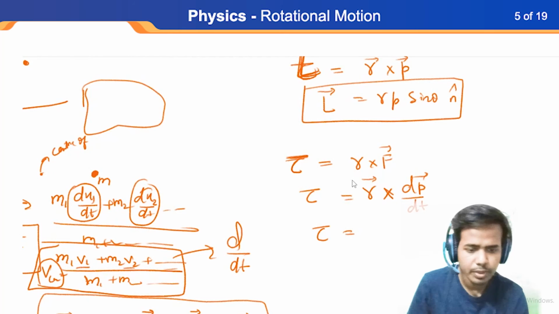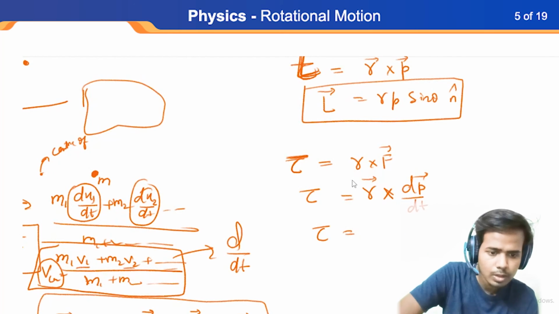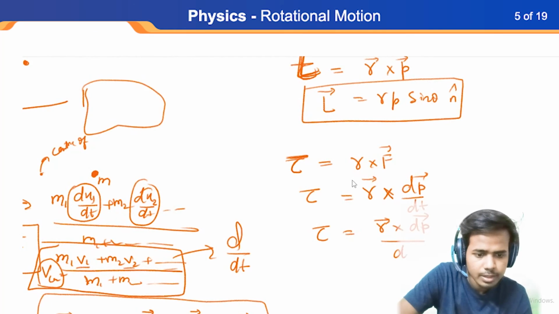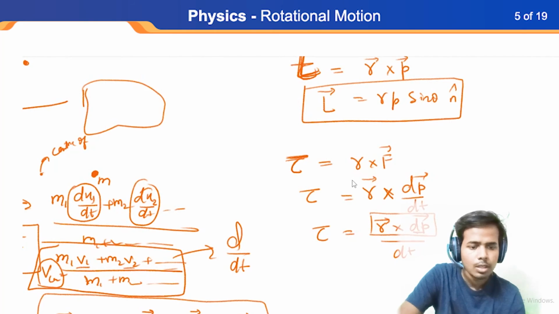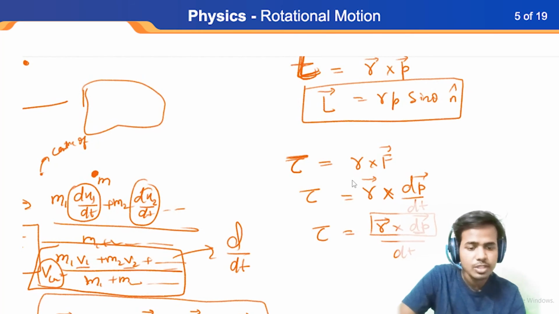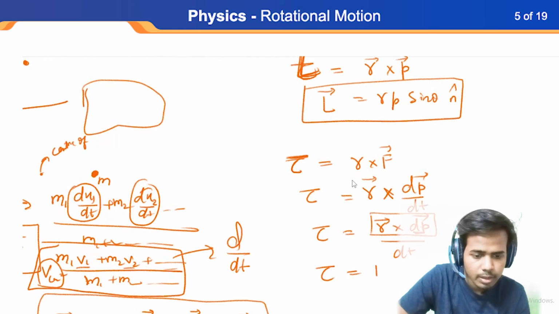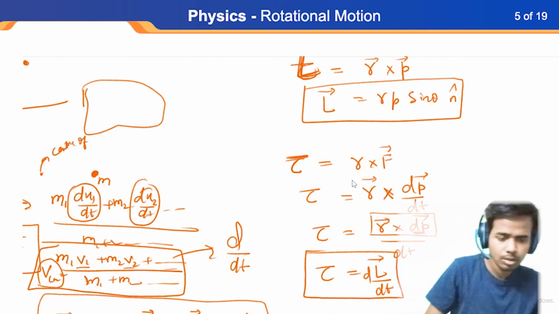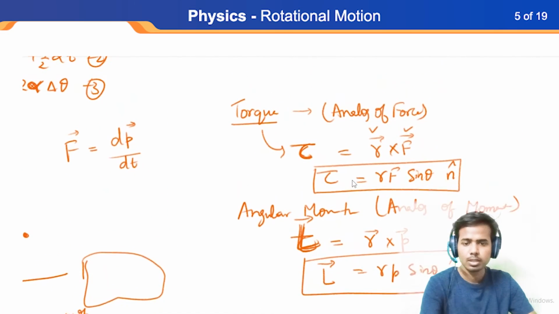Now, tau is equal to, I can definitely write it as r cross dp by dt. What is this term? r cross p, change in particle momentum, r cross that momentum. It gives you angular momentum, right? So the rate of change of angular momentum will give me torque. It is the simple law. All right, no problem in this one.